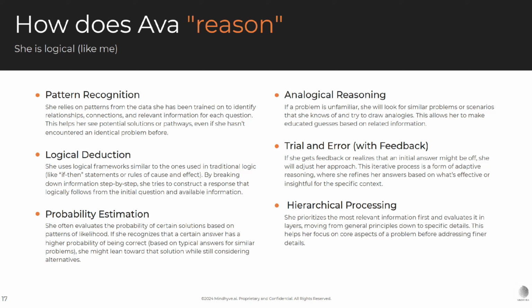And then hierarchical processing. She prioritizes the most relevant information first and then evaluates it in layers and layers. Goes deeper and deeper, from generalized principles all the way down to DNA. Generalized principles all the way down to a cell. Generalized principles of law all the way down to building permitting law in your city. That's hierarchical processing of thinking. And that helps her focus. Meaning she'll start with the generalized principle and then through trial and error, analogical reasoning, probability estimation, logical deduction, and pattern recognition, she'll narrow, and say, reasonably speaking, this is the right thing to do.